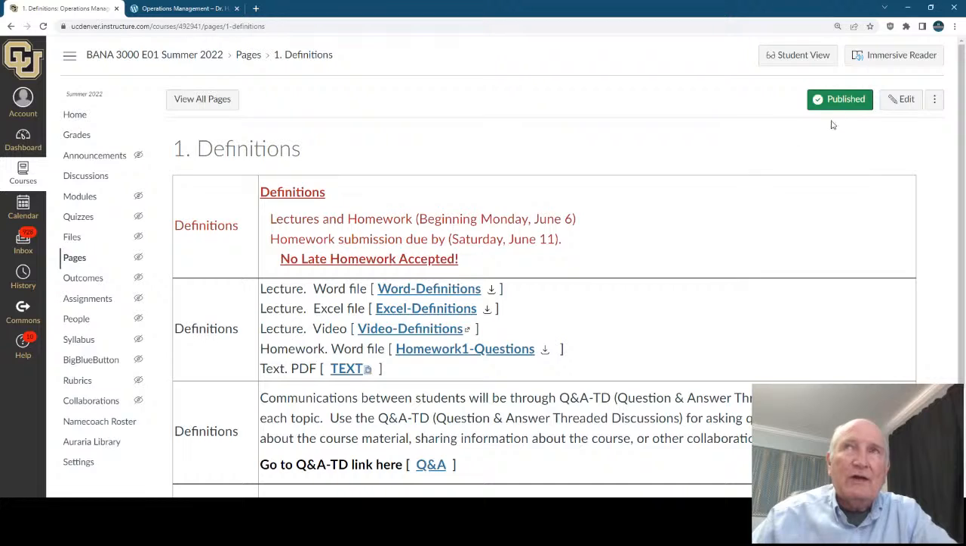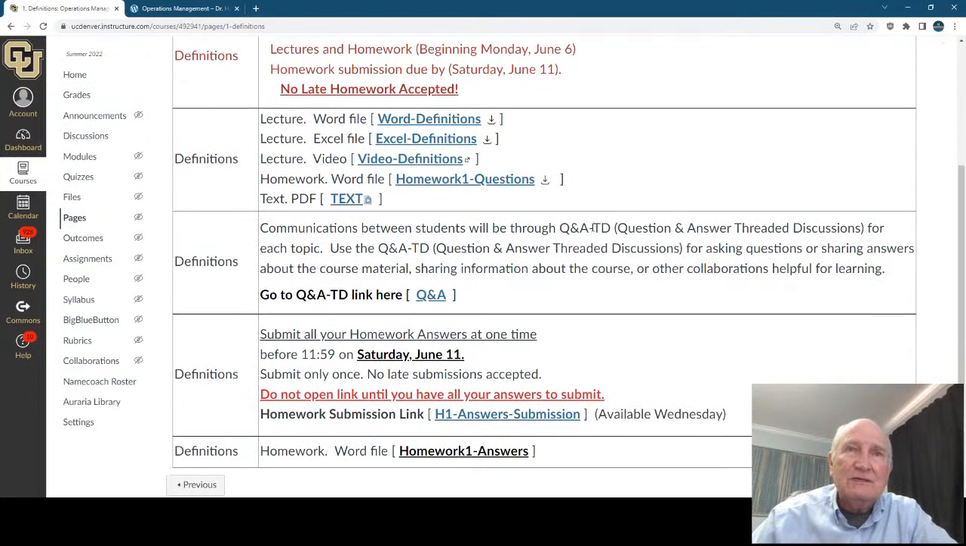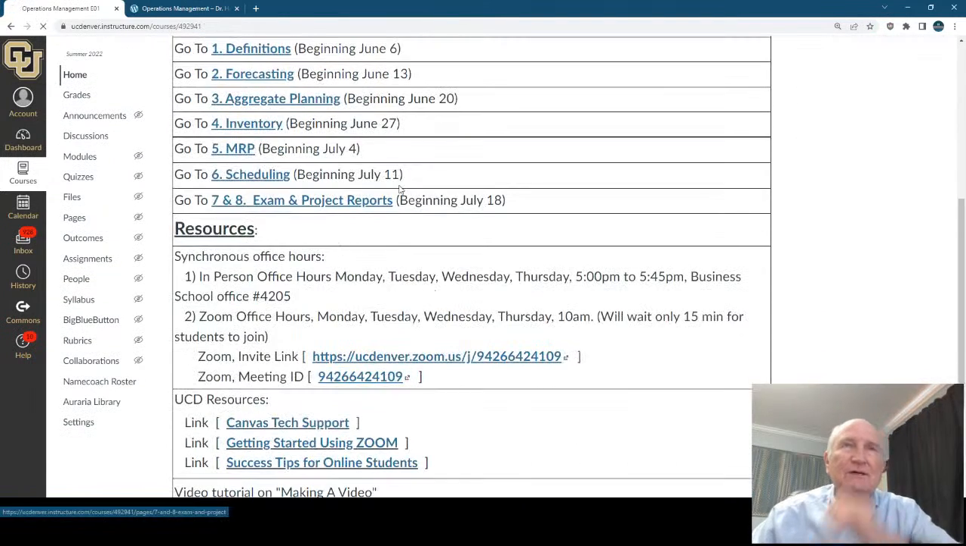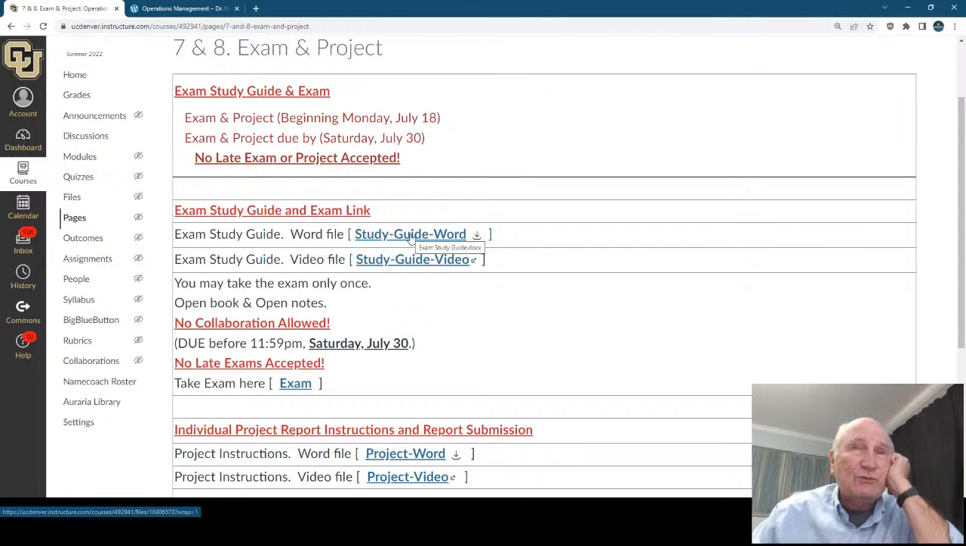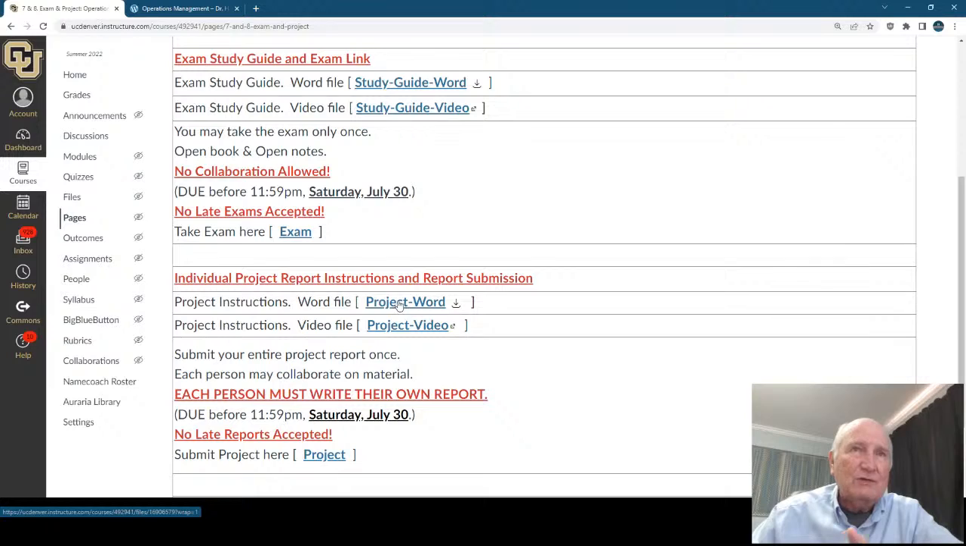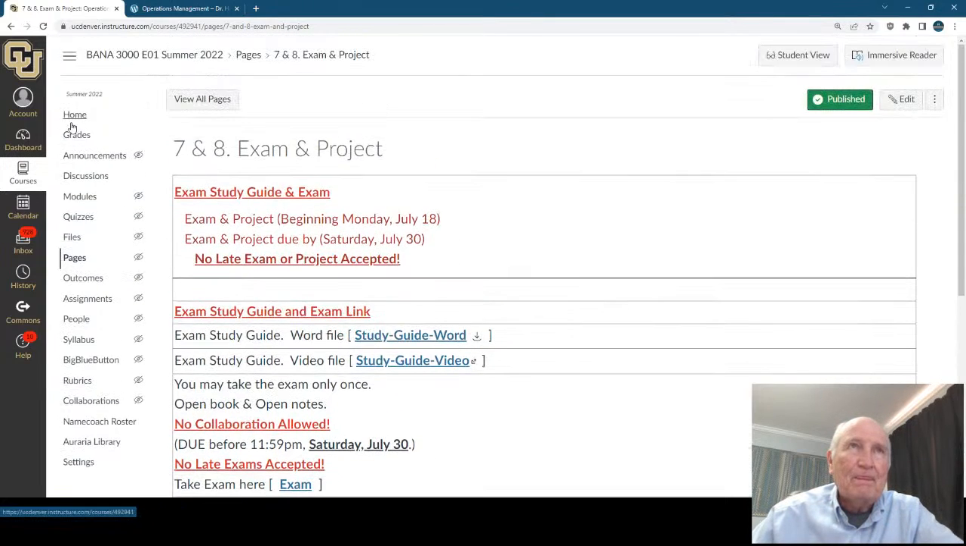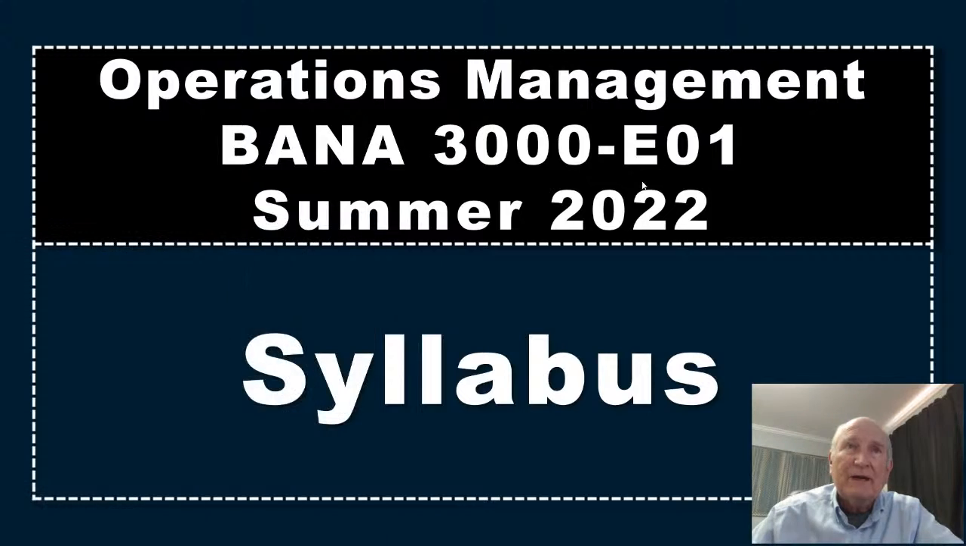Okay, let's go back to the syllabus. Let's do the last one here. And notice here on the exam, I have a study guide, which is a Word file. I have a video study guide, which goes through the Word file. And here I have a Word file, which is the project instructions, and a video that goes through the project instructions. Then down here is where you take the exam, and here's where you submit the project PDF report. Okay, now let's go back to the syllabus.